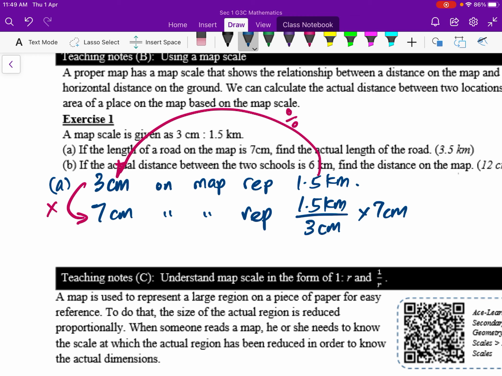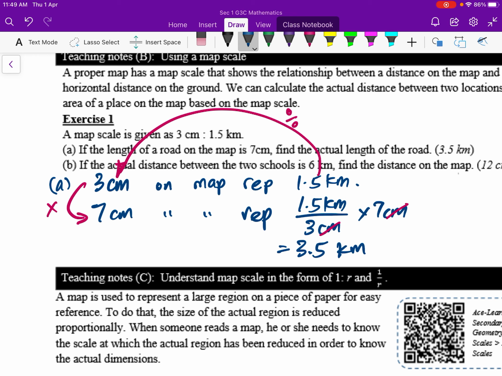Okay, then the good thing is you can actually cancel the units like this, leaving us with only one unit, and it is very clear. The final answer, 1.5 divided by 3 times 7, which is 3.5, has the unit of km. Okay, so this is the actual distance.